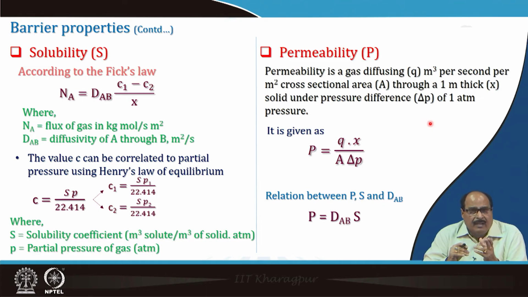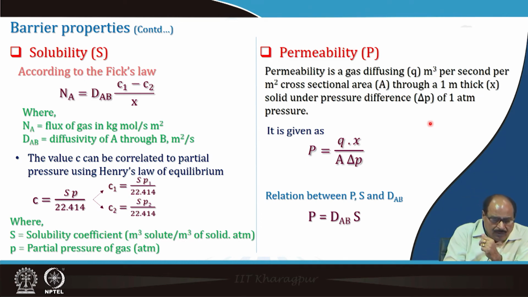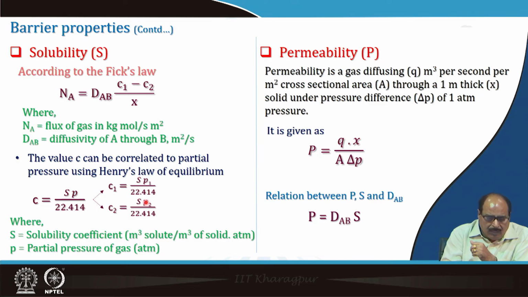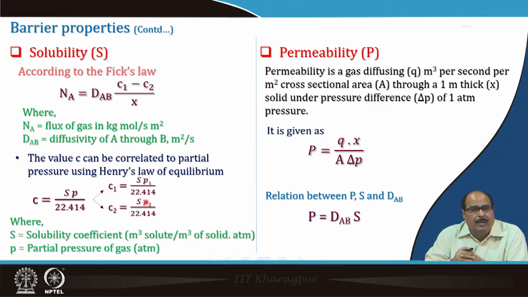The value of C can be correlated to partial pressure using Henry's law of equilibrium, that is C is equal to Sp divided by 22.414, where C1 is Sp1 by 22.414 and C2 is Sp2 divided by 22.414. S is the solubility coefficient and P is the partial pressure of the gas.